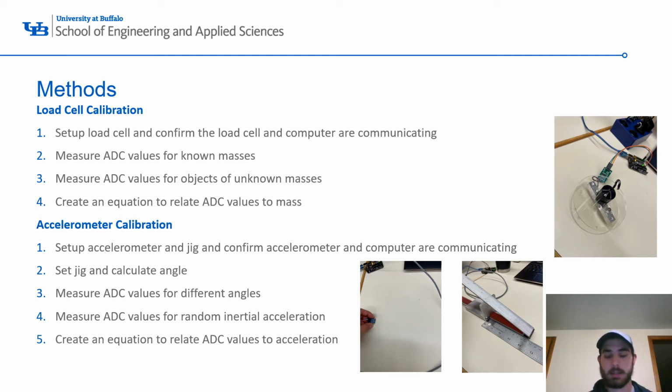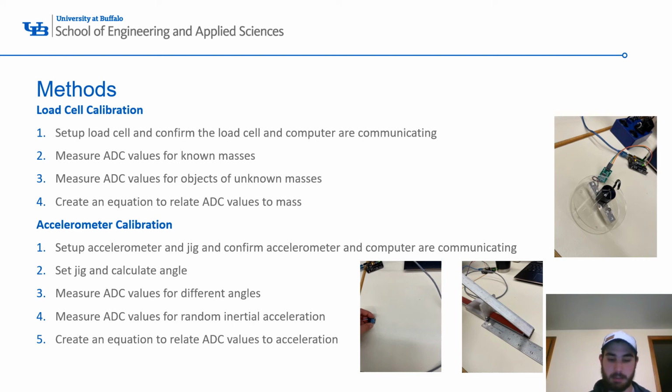Next, we collected data, better known as ADC values, for known quantities. In the first part, this was samples of known mass, and in the second part, we placed the accelerometer at angles that we knew, which we could then use to figure out the gravitational acceleration for those angles.